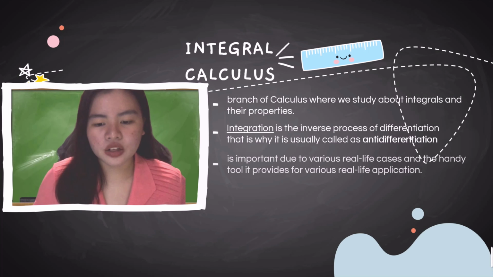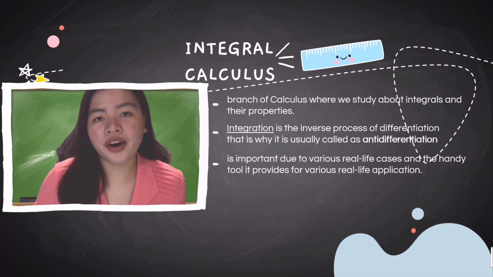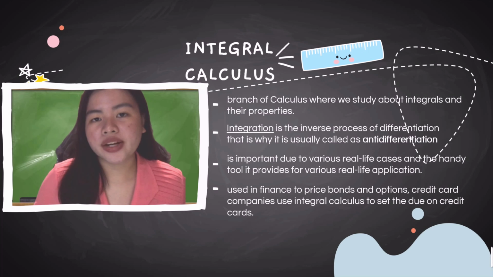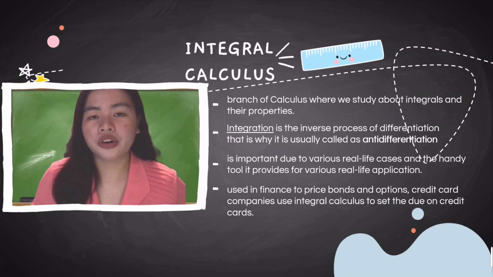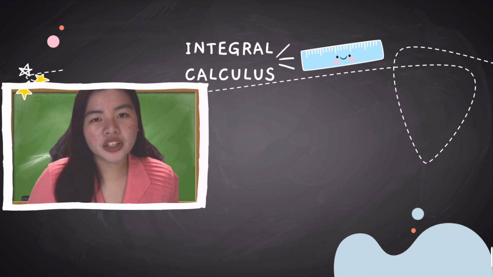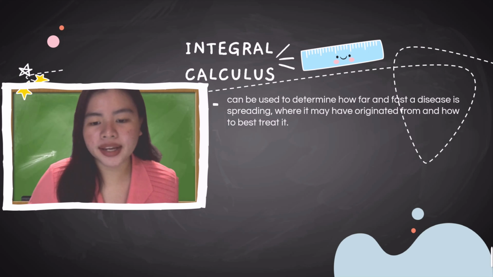Integral calculus is important due to various real-life cases and the handy tool it provides for various real-life applications. It is used in finance to price bonds and options, and is also used by credit card companies to set the due on credit cards. The technique of integration is important, especially in the medical and engineering fields. In medicine, integration helps in studying the spread of infectious diseases like COVID-19. It can be used to determine how far and fast a disease is spreading, where it may have originated from, and how to best treat it.